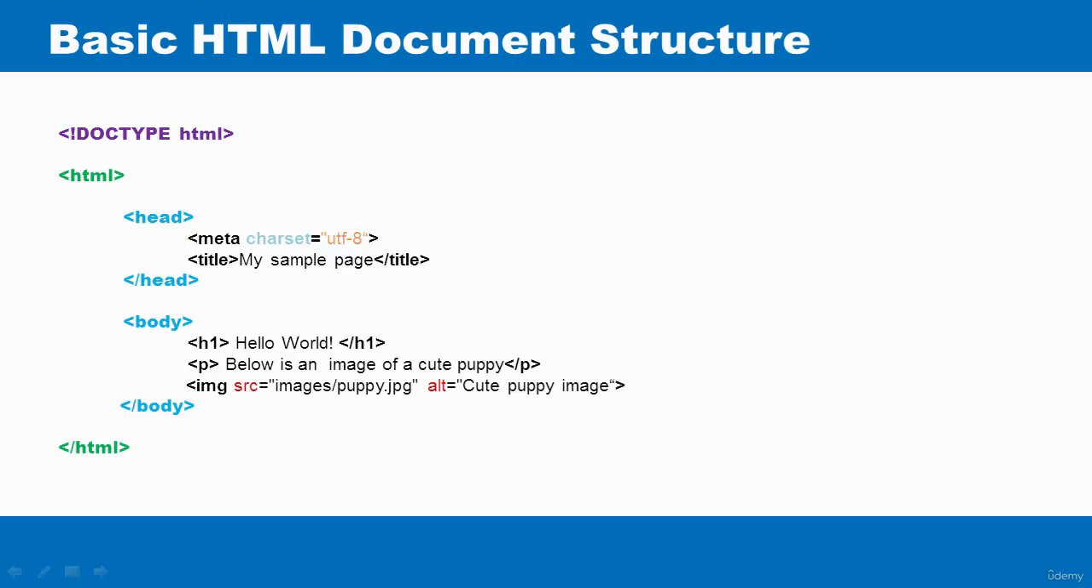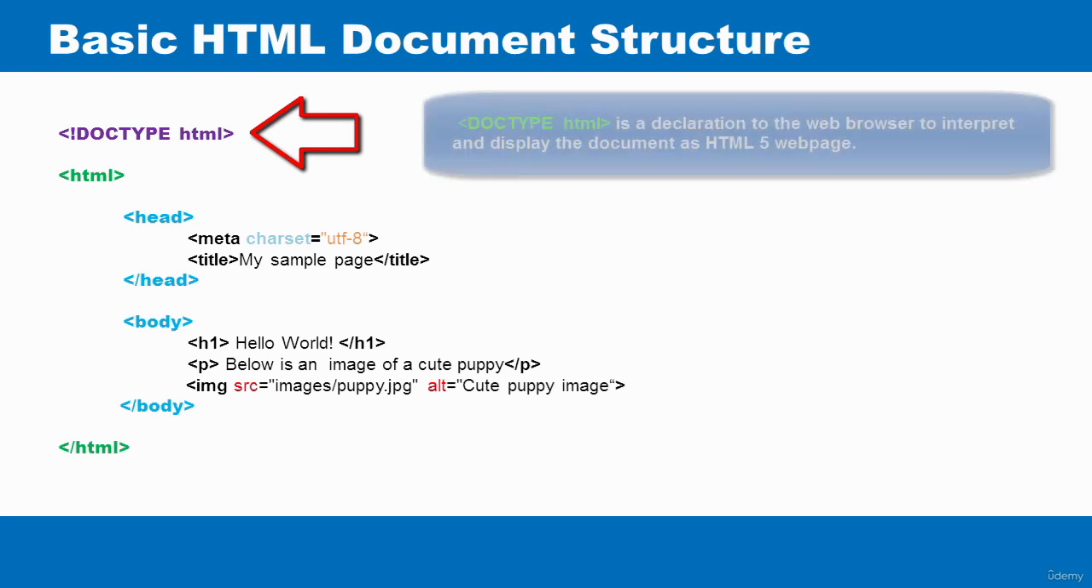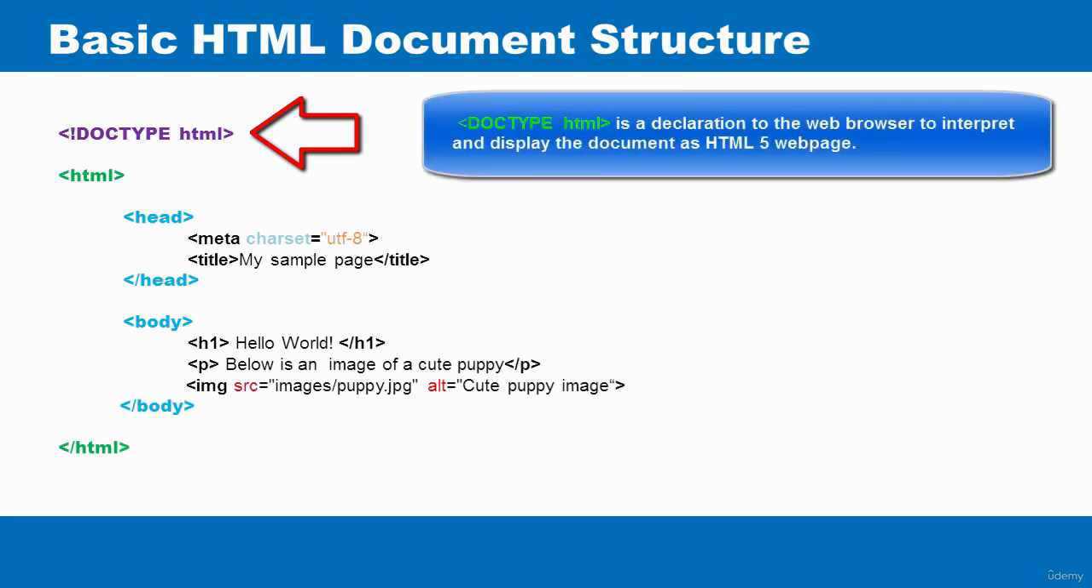This is an illustration of a basic HTML document structure. So I'm going to walk you through the structure from top to bottom. I'll start with the doctype. The doctype is what is called a declaration. It must be the very first thing in your HTML document before the HTML tag.